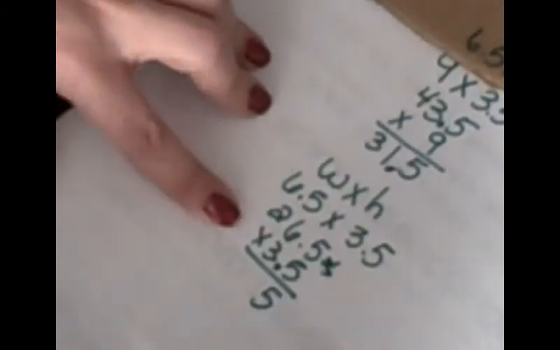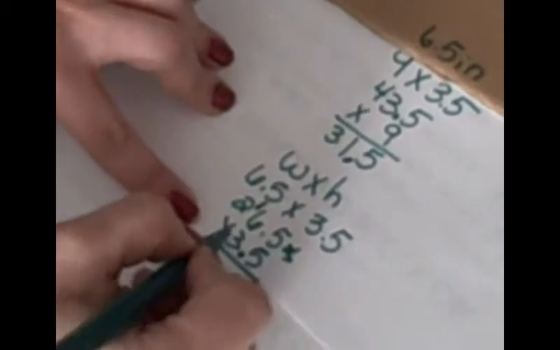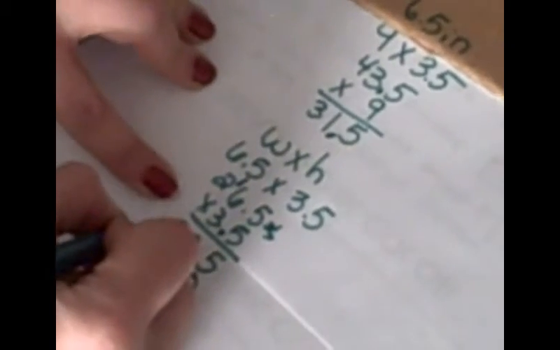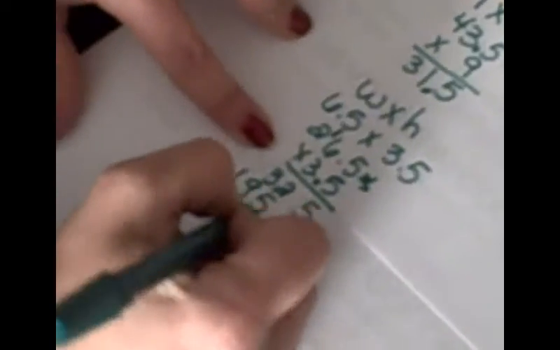5 times 5 is 25. 5 times 6 is 30, plus 2 is 32. I'm going to put a 0 to hold my place. 3 times 5 is 15. Carry my 1. 3 times 6 is 18, plus 1 is 19. Now we're just going to add. 5 plus 0 is 5. 2 plus 5 is 7. 3 plus 9 is 12. And 1 plus 1 is 2.